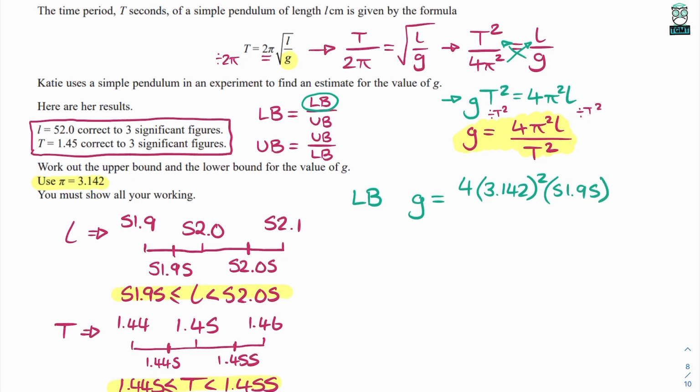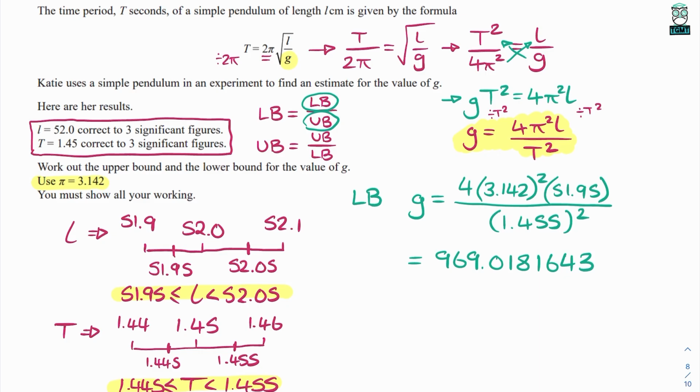and on the bottom for the lower bound I want the upper bound of what's on the bottom, so the upper bound of T, so that would be 1.455. It is T squared, so all of that squared. Now we want to type that into our calculator, and if we type that into our calculator, we get 969.018164 and there is our lower bound.